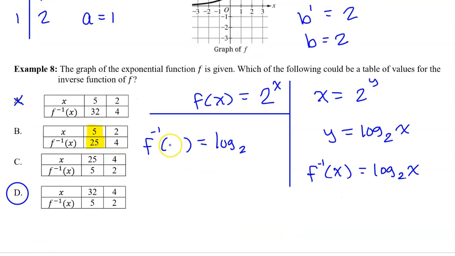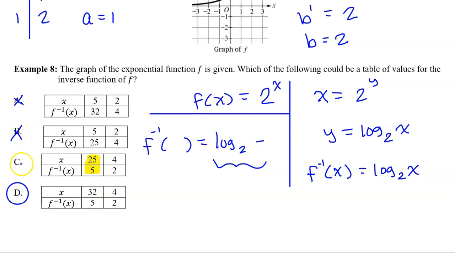Option B. If I plug in 5, I should get 25 for the answer, but f inverse at 5 would be log base 2 of 5. Well, we just talked about this. There is no power that turns 2 into a 5. So B cannot be the answer.